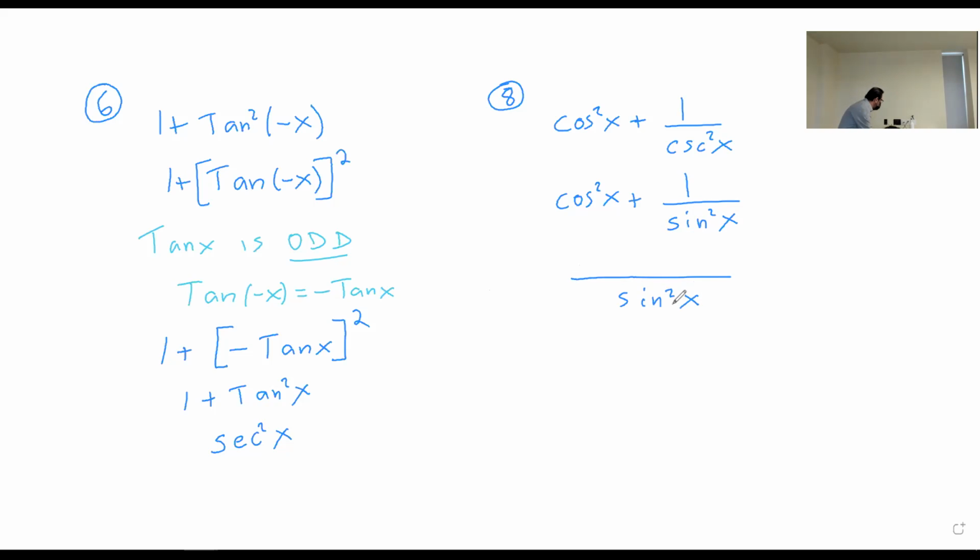Oh, no. I made a mistake there. I'm mucking things up here. 1 divided by cosecant is equal to sine. Let's untangle things. So 1 divided by cosecant is sine, 1 divided by cosecant squared is sine squared, and this is a Pythagorean identity that's equal to 1.